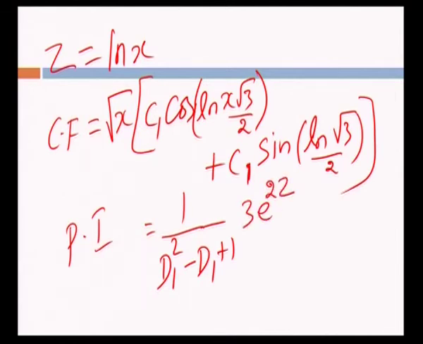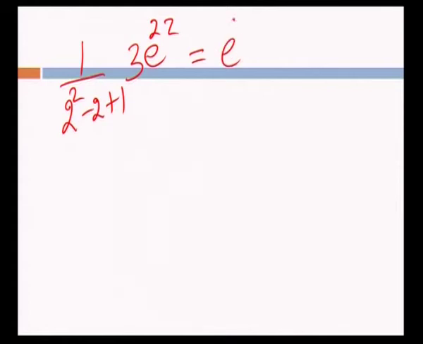So here, substituting D = 2, we get 1 by (2 squared minus 2 plus 1) into 3 e power 2z, which is equal to e power 2z. So after simplification, we get e power 2z. So we have got the complementary function and the particular integral. Combining both, you will get the complete solution of the given differential equation.